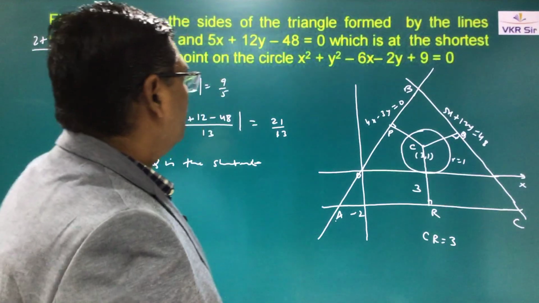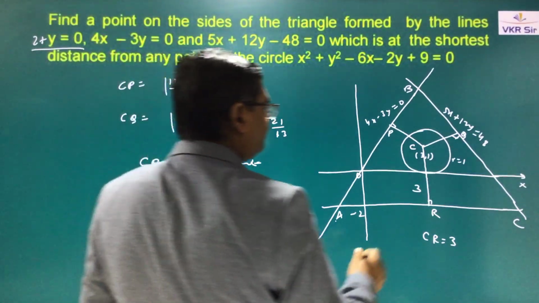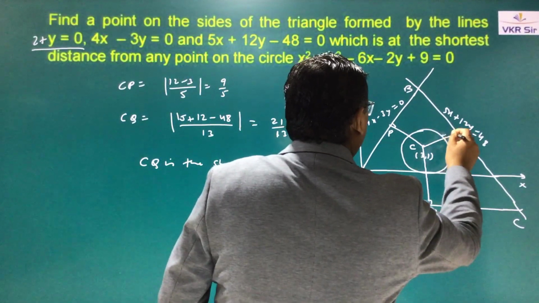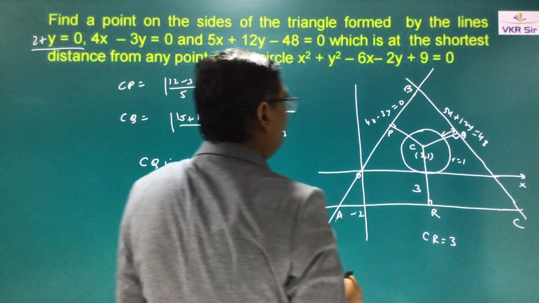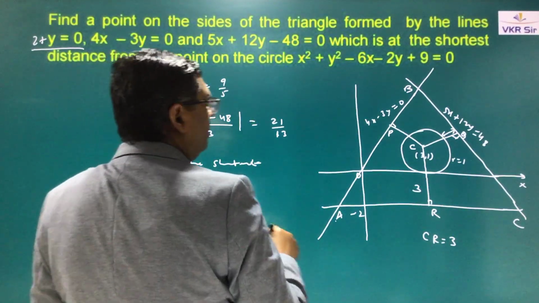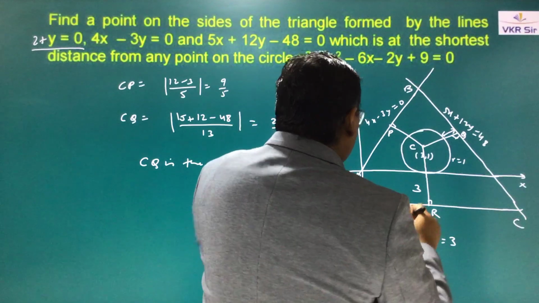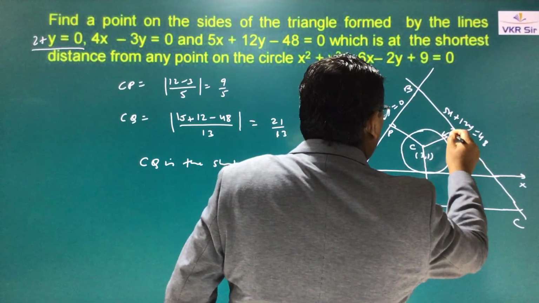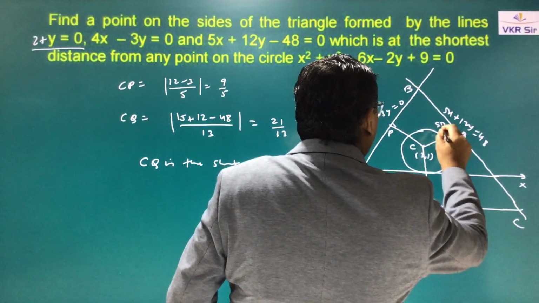Now, the shortest distance will be created where? I think it will be created here because CQ was the smallest one. You compare these two. So we are interested in this distance. This distance is going to form our shortest distance. Okay.